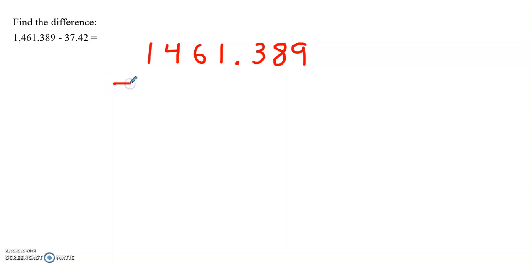Okay, and then I put the comma back at the end. Then I find my decimal in the second number, and I rewrite that down here. And I line up all of my digits by the correct place value.